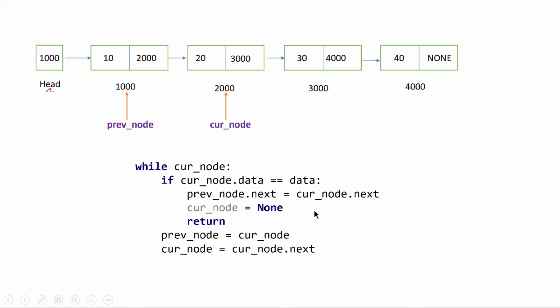Whatever I discussed in the previous slide, this is the code for it. You have prev node and current node. What you are doing is running a loop. In this loop, you are checking current node. Till your current node is not None, we are moving it forward.